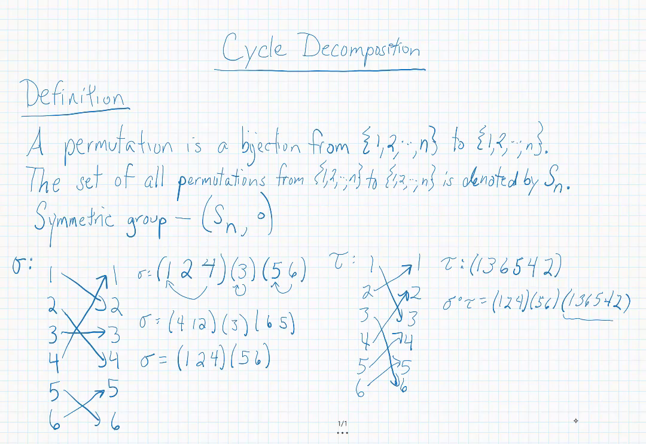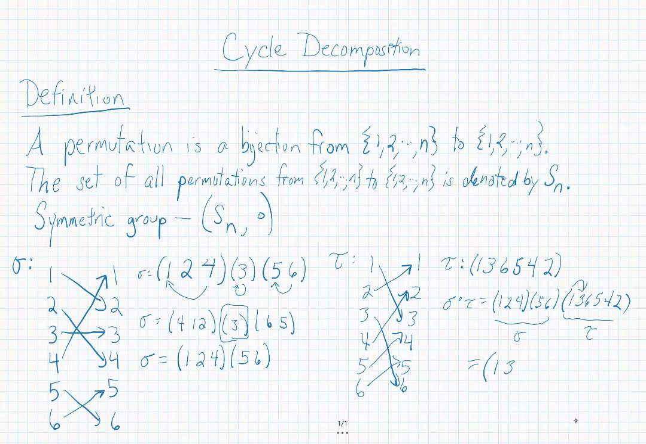With tau being right here, remember your function composition, you always begin with that interior function, which is essentially what tau is here. So we can start with 1 and see where 1 goes to. Well, 1 goes to 3, but then where does 3 go to? Well, if you notice back in our original equation here, we have 3 going to itself. So 1 just goes to 3.